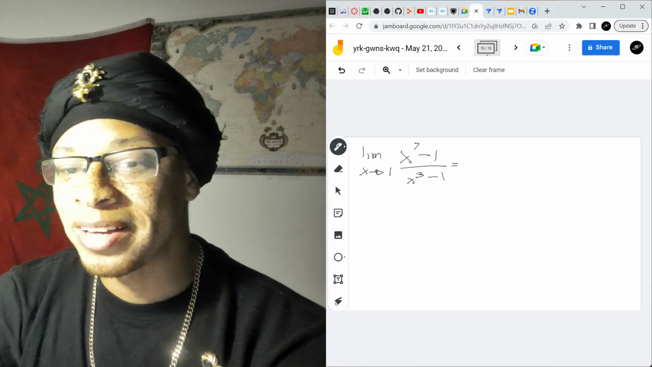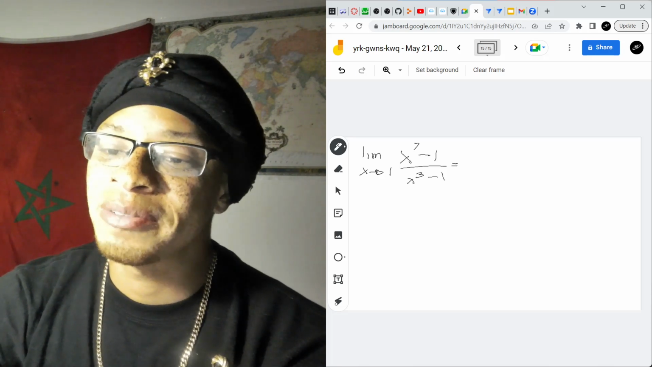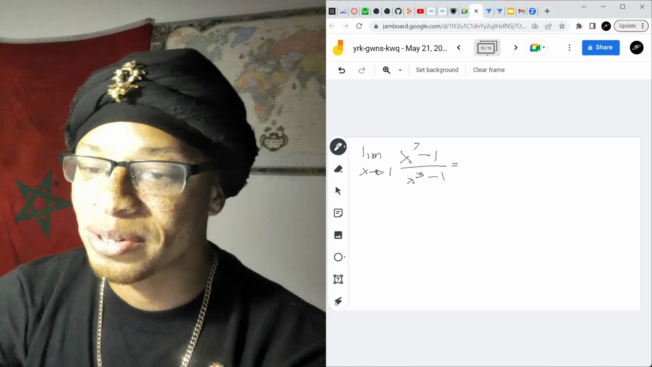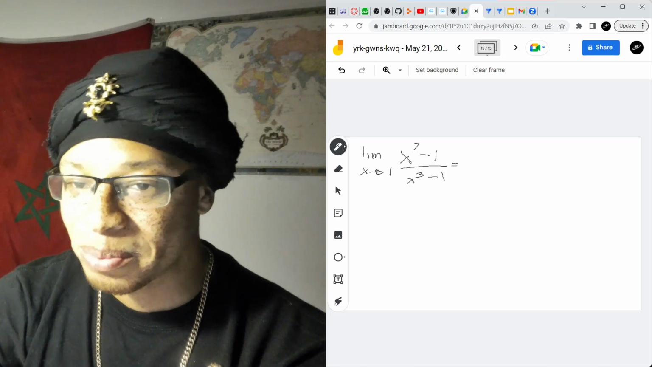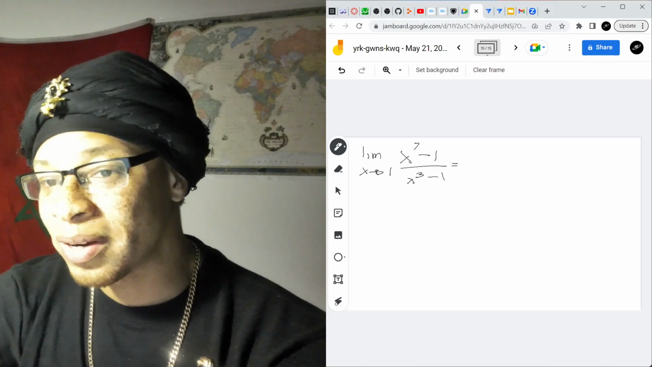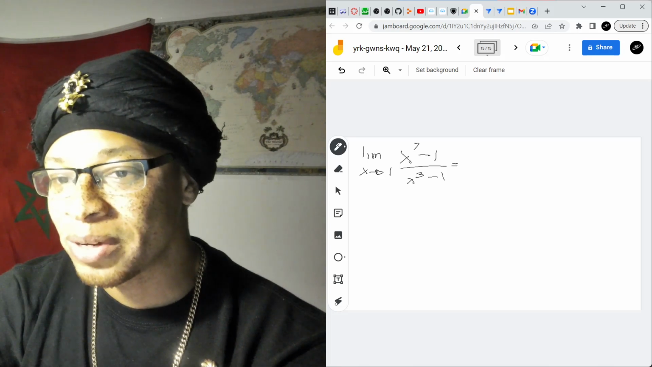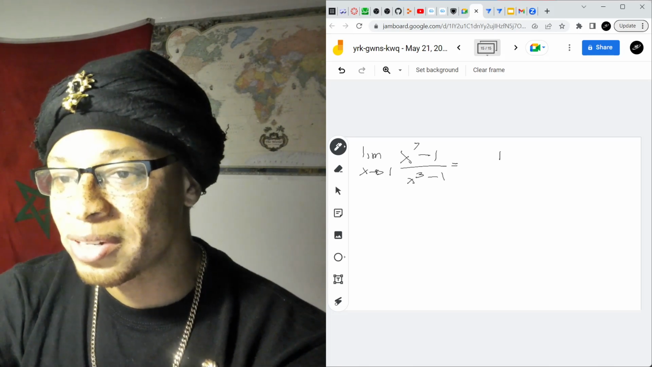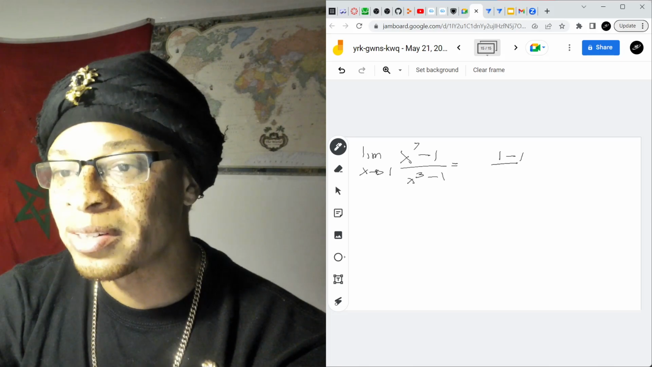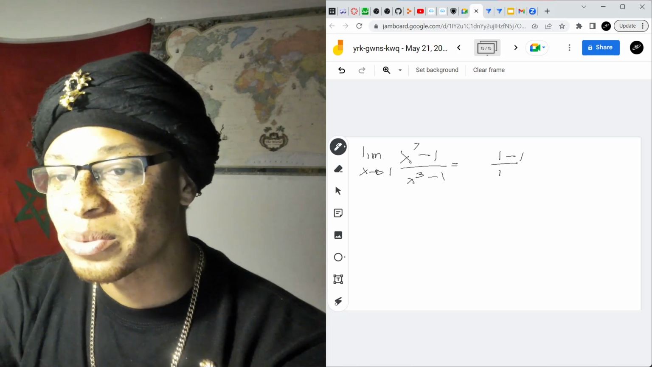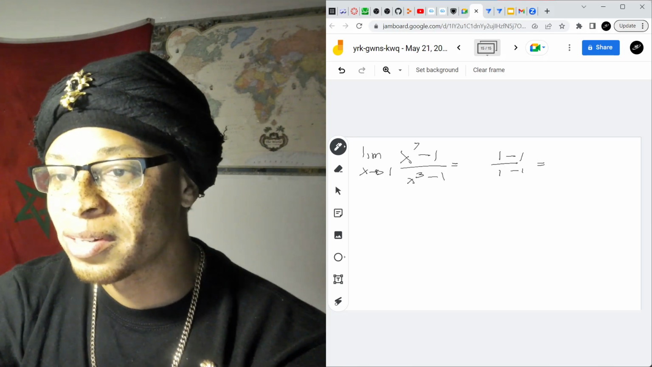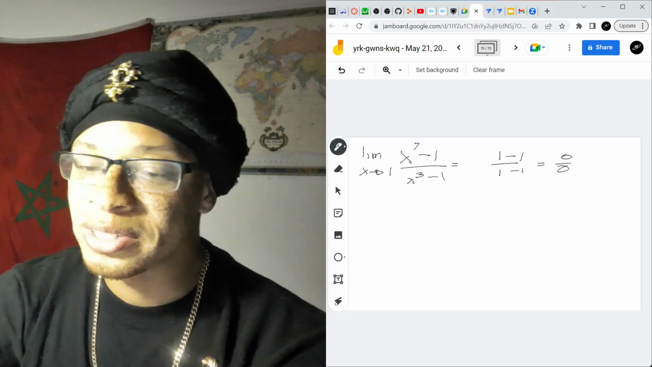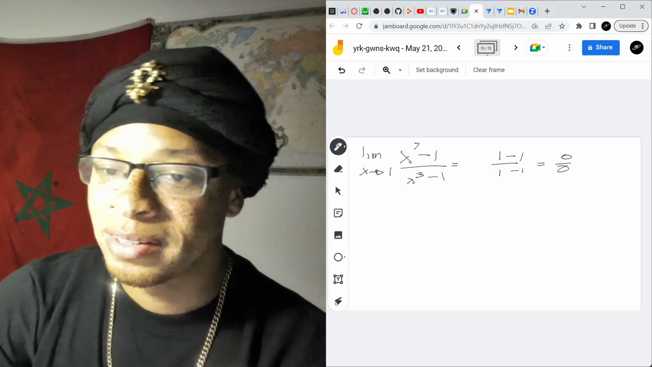The limit of x to the 7th power minus 1 divided by x to the cube minus 1 as x approaches 1. We're just going to throw in 1 for x. So 1 to the 7th power is still 1, minus 1. And 1 to the 3rd is 1, minus 1. Again, that's 0 over 0, which is indeterminate. You can't have that.